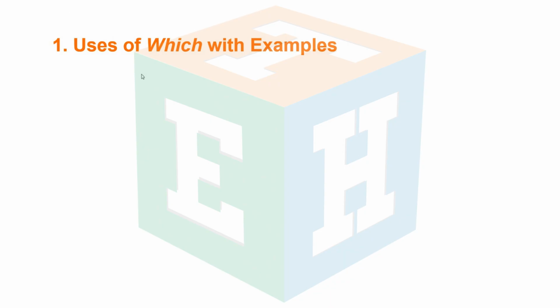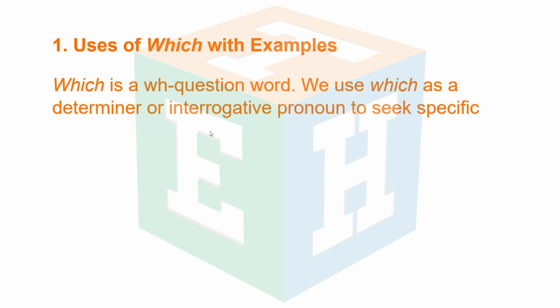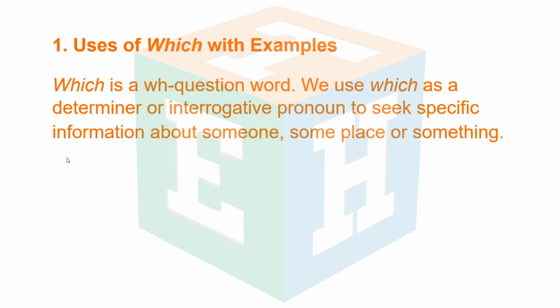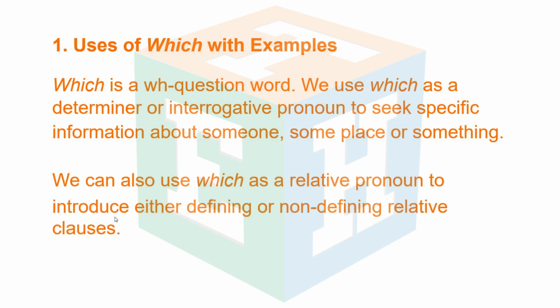Number 1, uses of which with examples. Which is a WH question word. We use which as a determiner or interrogative pronoun to seek specific information about someone, some place, or something. We can also use which as a relative pronoun to introduce either defining or non-defining relative clauses.